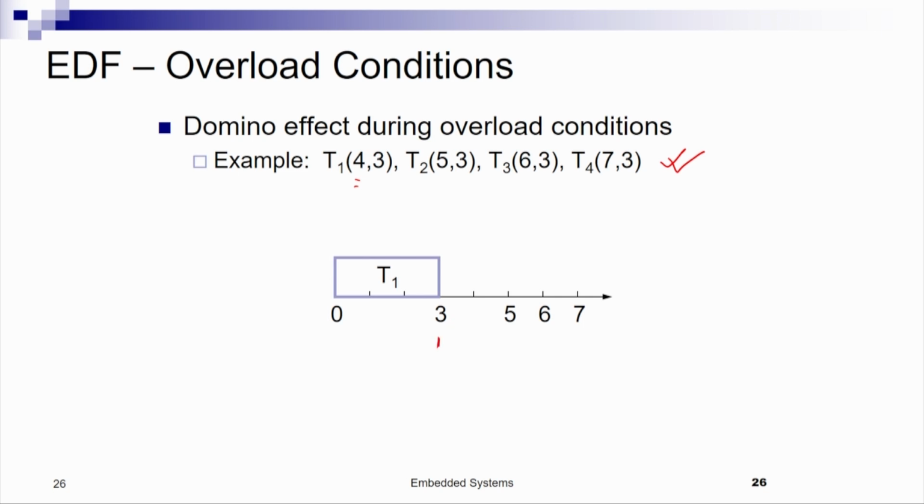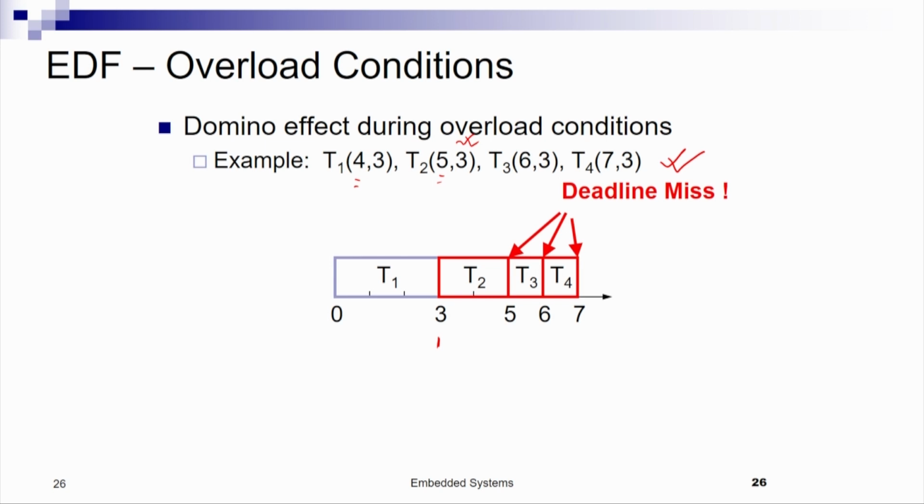Now, after this T2 will be executed, and we see that T2 has a deadline of 5, but we do not have sufficient time to complete its 3 units of execution requirement, and we have a deadline miss at 5. Similarly, T3 is also going to miss its deadline at 6, not being able to complete its entire execution requirement, and similarly for T4.